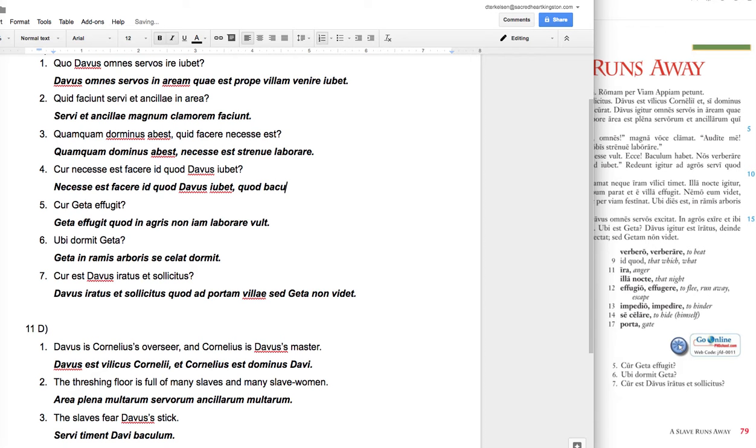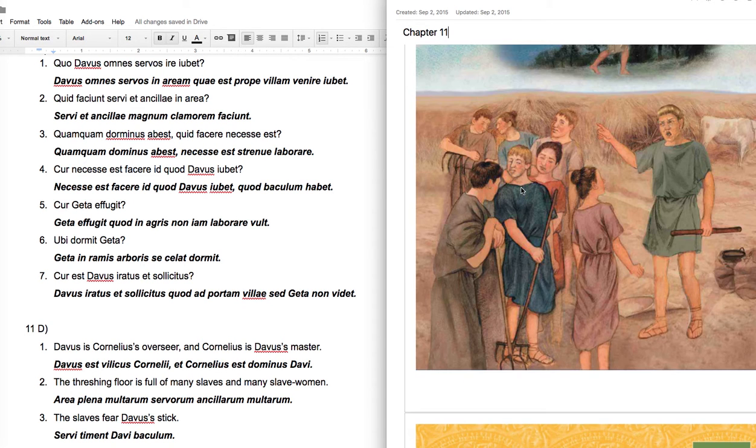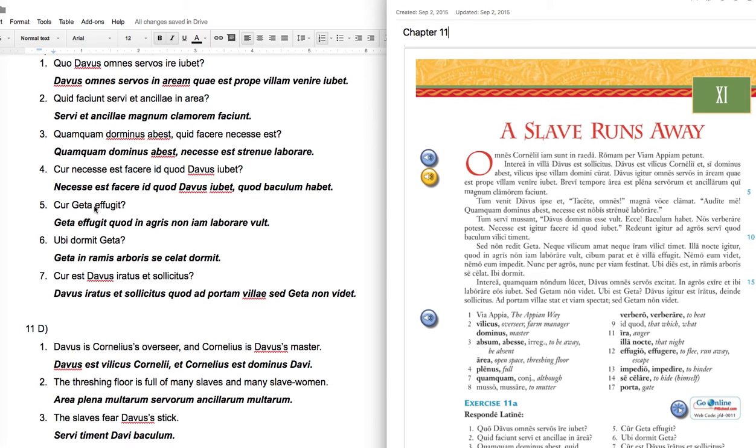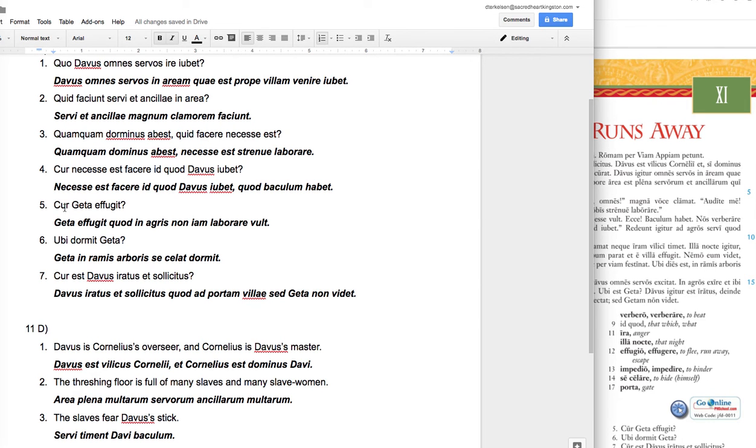I think like baculum habet, because he has a stick, I think is the answer there. So Davus has, in the story, Davus has a stick, I think. You see, yeah, there it is. You see Davus has a stick, and it's necessary to do what he says, otherwise they might take a beating or something like that. Number 5, cur Geta effugit. Why does Geta escape? Geta escapes because non iam laborare vult in agris.